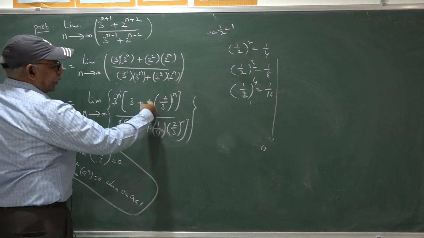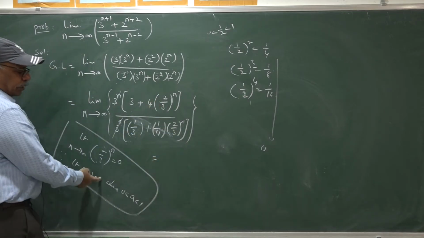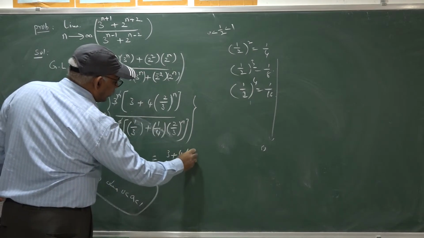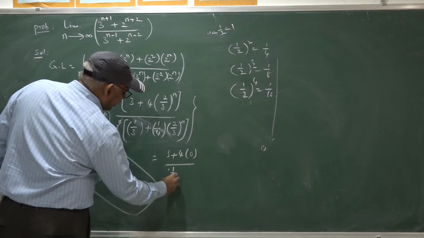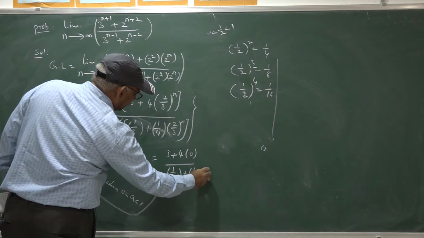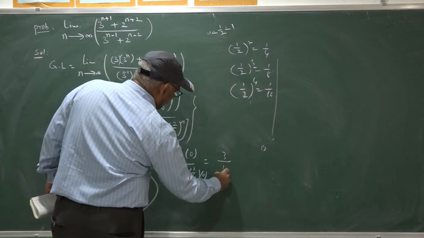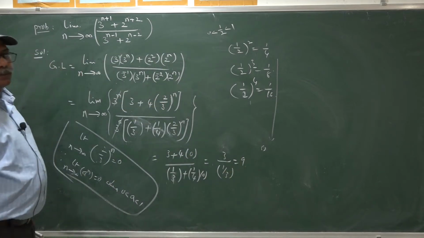So this term becomes 0. So the given limit by this formula becomes (3 plus 4 into 0) by (1/3 plus 1/4 into 0). So this is 3 by 1/3, clearly 9. The required limit is 9.